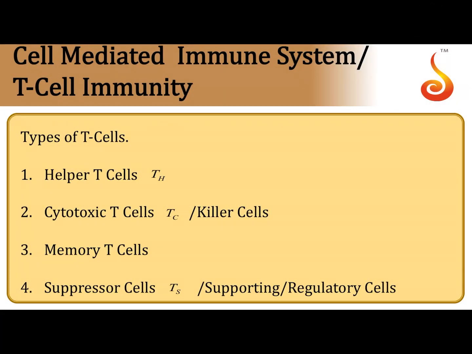The second type of acquired immunity, or adaptive immunity, is called the cell mediated immune system. In the cell mediated immune system, we do not have the B cells playing a role. It is mostly the different subclasses of the T cells which play a very important role.